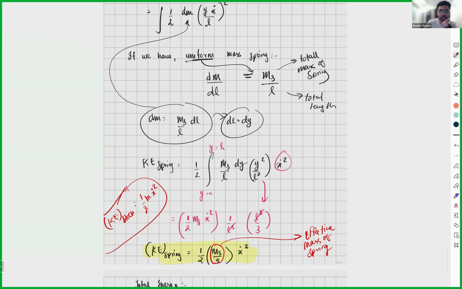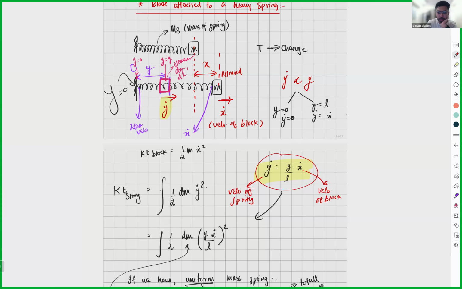Now I had to discuss a friction case. Okay. Let me discuss a problem related to friction.